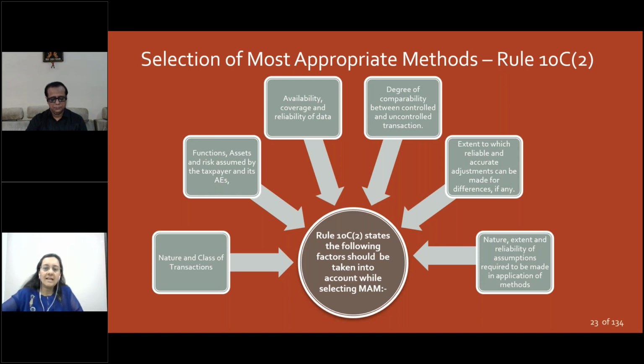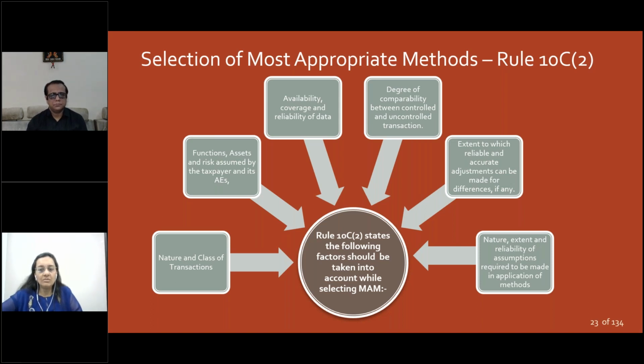The next is the extent to which reliable and accurate adjustments can be made. So simple things like differences in contractual terms, like some is CIF, some is on an FOB basis, some has a credit period of 40 days, some have a discount, some have volume discount. Can you make a reliable and accurate adjustment for it or not? If adjustment is possible, then maybe the comparable can be accepted.